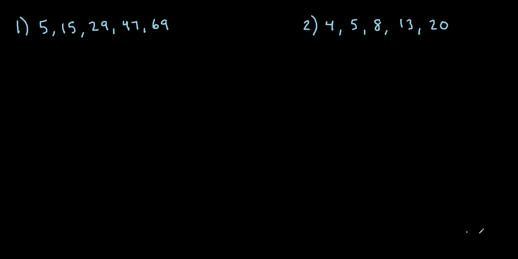In this video, I will explain how to find the nth term in a quadratic sequence. So I have two examples for us to work through here. Let's look at the first example. We have the sequence 5, 15, 29, 47, 69.